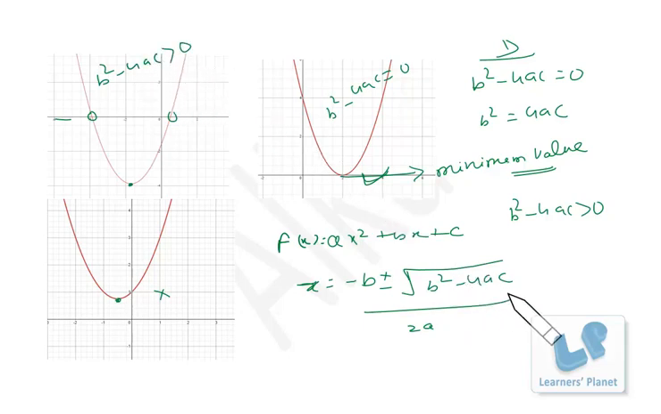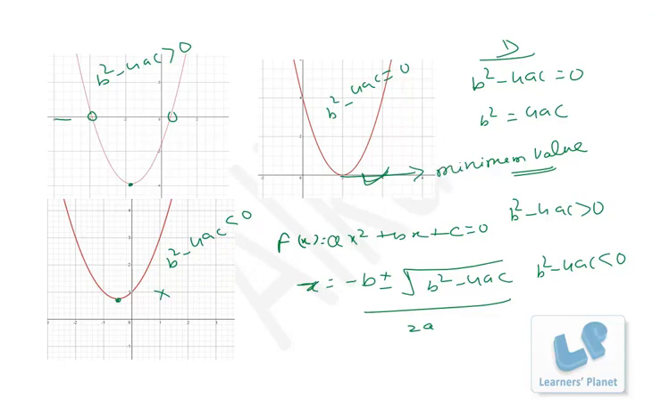Now the third case is if b square minus 4ac is less than 0, that means the expression under the square root is negative, right? That means you cannot get a real solution of this equation, because the expression under the square root is negative. That means this curve will never intersect the x-axis. Okay, so this is the case when b square minus 4ac is less than 0.